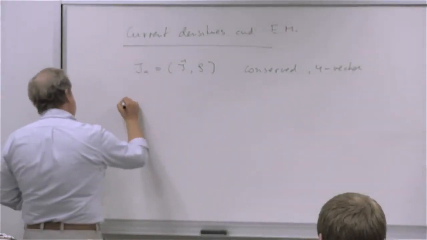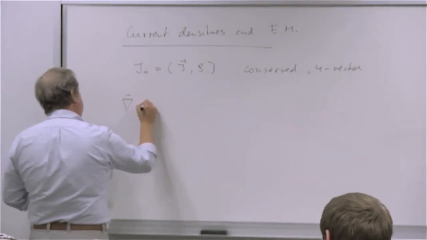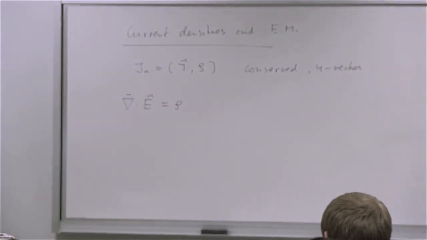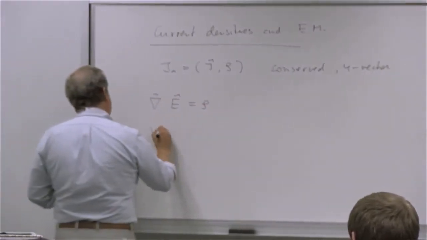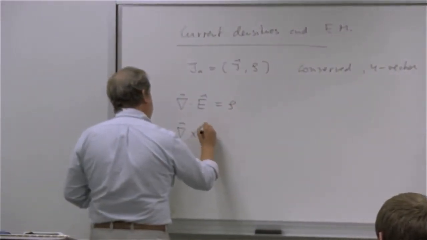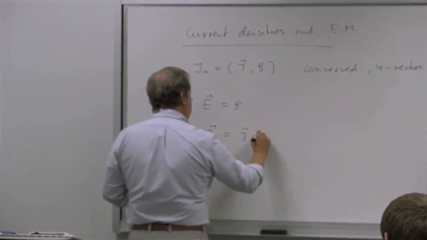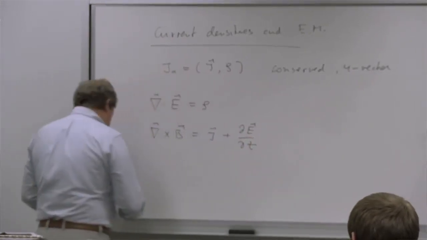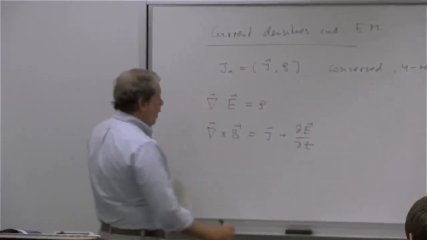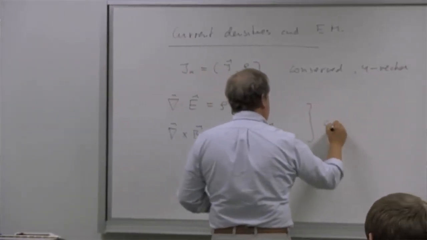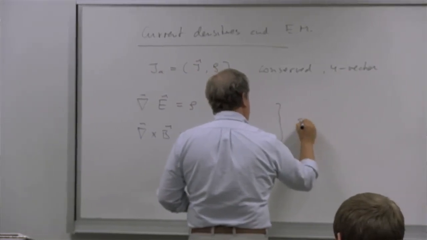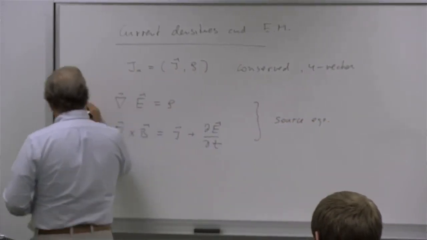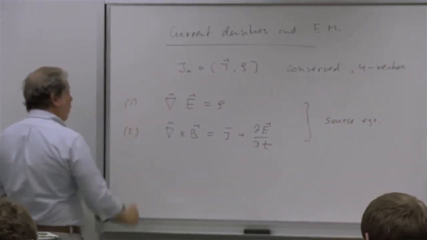So for the electromagnetic field, we have the divergence of E is equal to rho, and the curl of B is equal to J plus dE by dt. And so these are the two source equations, if you want. We're going to call these 1 and 2.